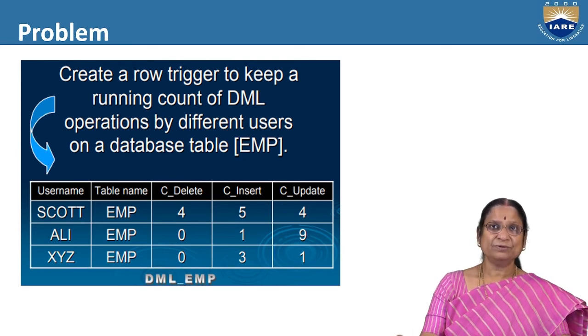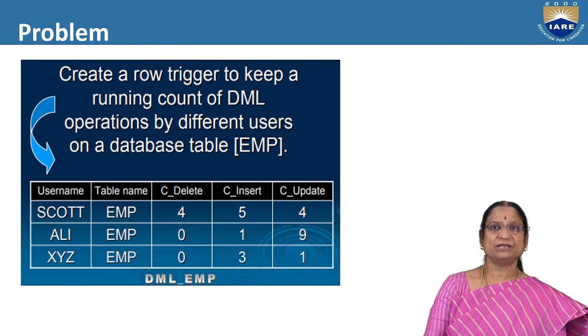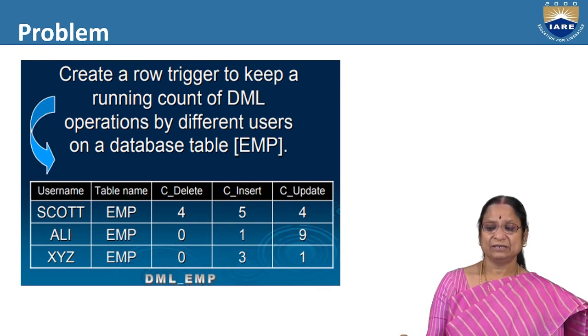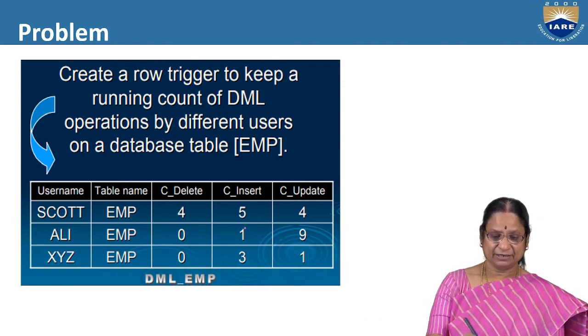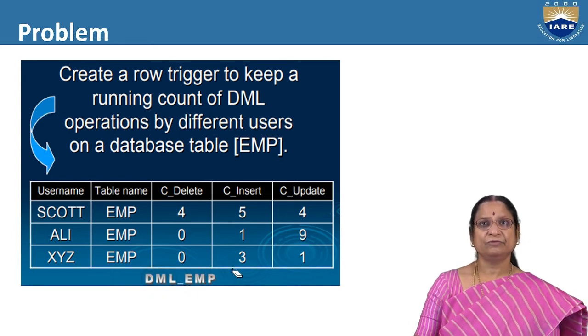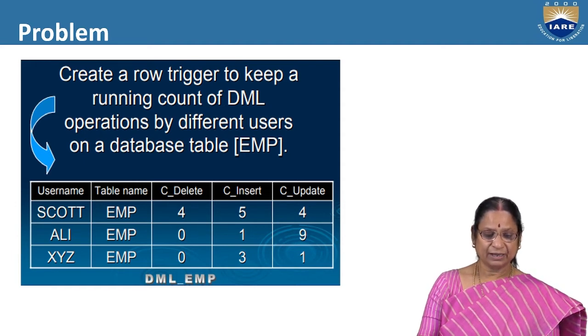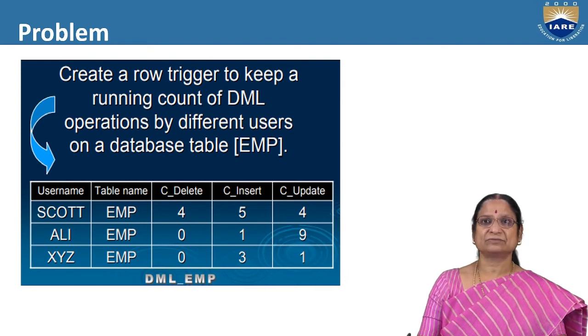So what is our problem now? We have to create a trigger such that for each DML operation on EMP, a count must be maintained. So what are the DML operations? Deletion, how many times deletion is executed, how many times insertion is executed, how many times update is executed. All these things must be properly specified. This is going to be maintained in a table, the DML EMP table. Such a way we have to create a trigger, with username, table name, and number of operations.